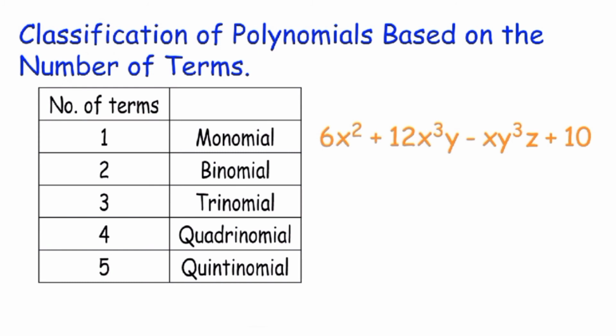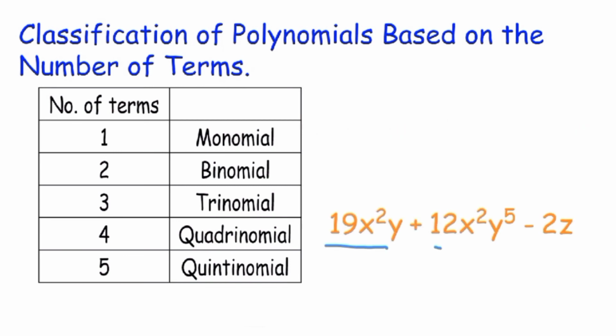Classification of polynomials based on the number of terms. For example, we count the number of terms right here: 1, 2, 3, and 4. Therefore, this polynomial is a quadrinomial. And this one is a trinomial, because we have three terms in this polynomial.